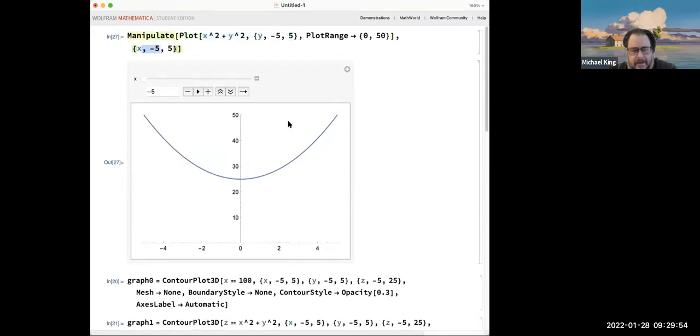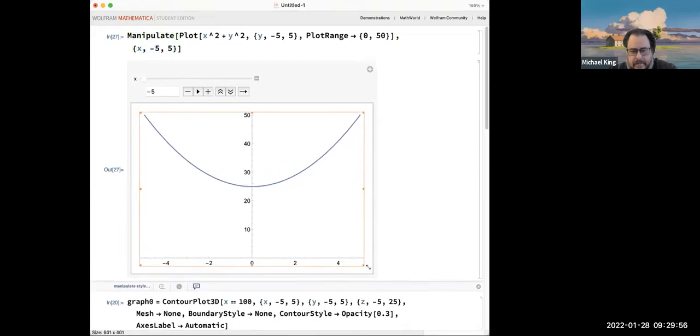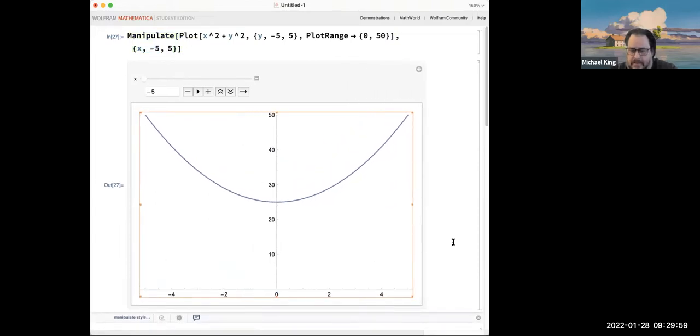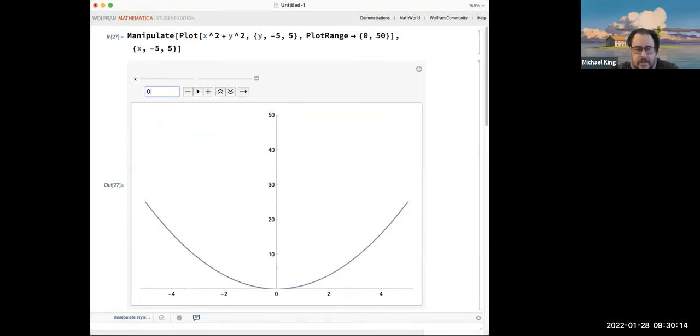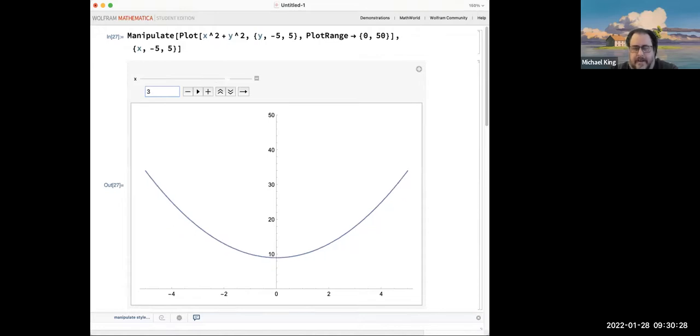So like here, I can make this bigger. Can people see this? Yes. Thumbs up. Okay, thank you. So like here, when x is 0, we get this parabola, which is just z equals y squared. When x is 1, it's moved up a tiny bit. When x is 2, it's moved up to 4. When x is 3, it's moved up to 9, and so on.